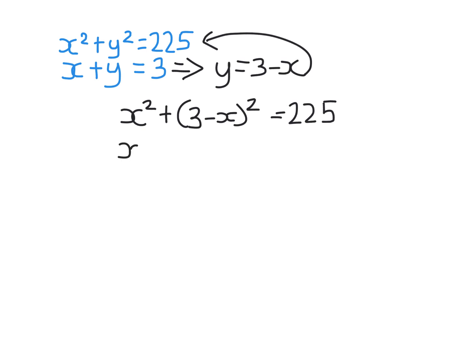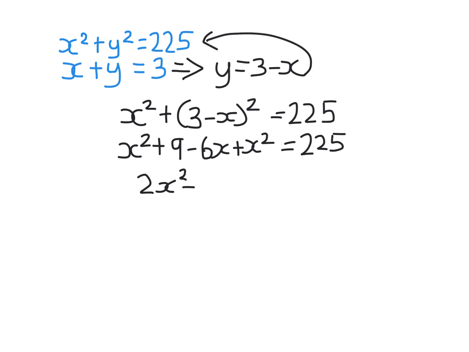Again, this is a quadratic that I can solve. So expanding the brackets, I get 9 minus 6x plus x squared. Now, because this is a quadratic, owing to the x squared term, we want to make one side equal 0. So x squared plus x squared is 2x squared. I've still got my negative 6x. But I need to move this 225 over here, so one side's equal to 0. So 9 subtract 225 is negative 216. So for ease, I can divide each of these coefficients by 2. That might make it easier.